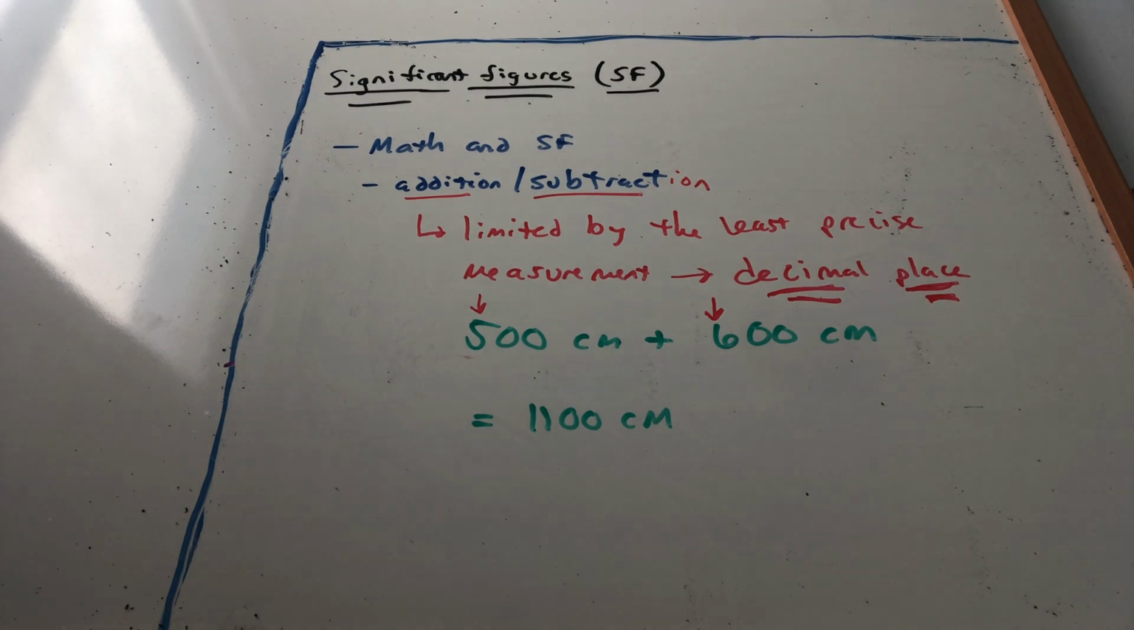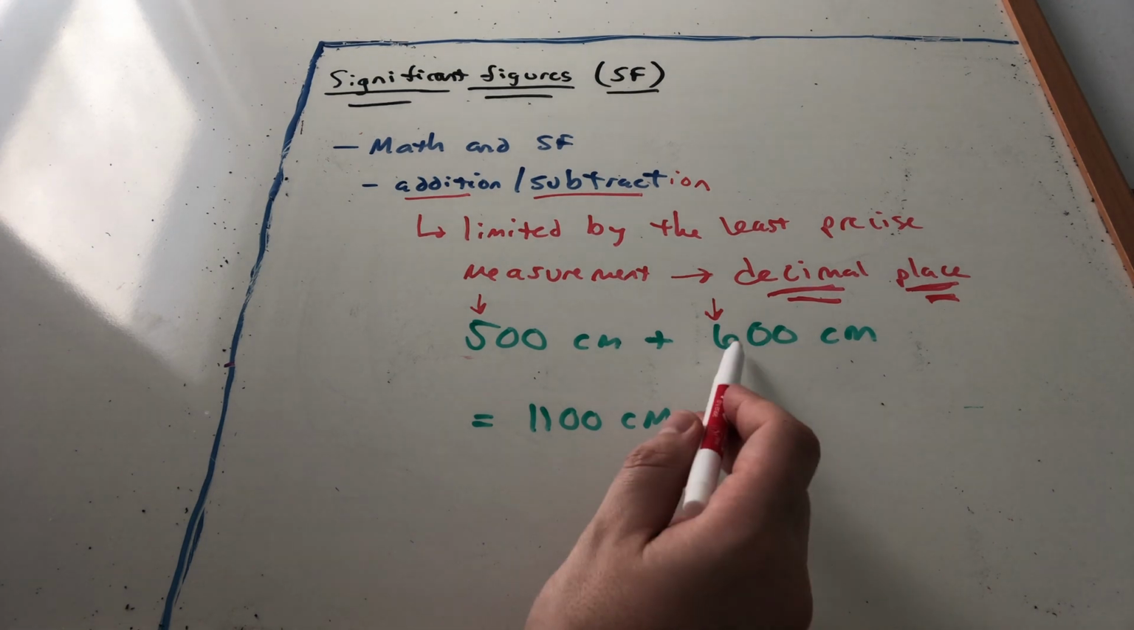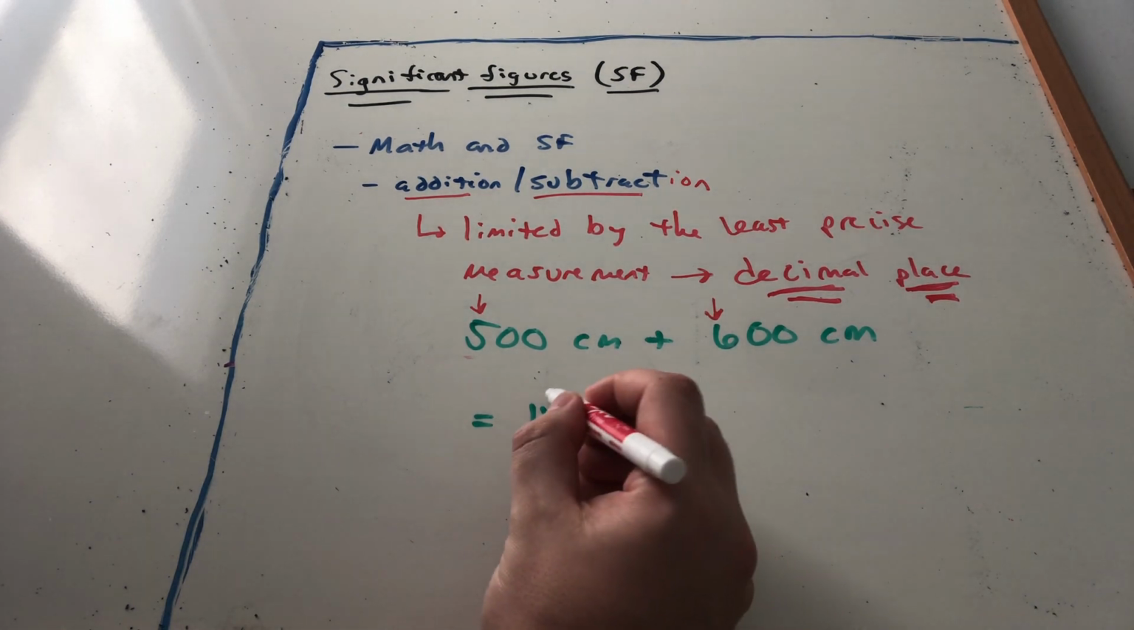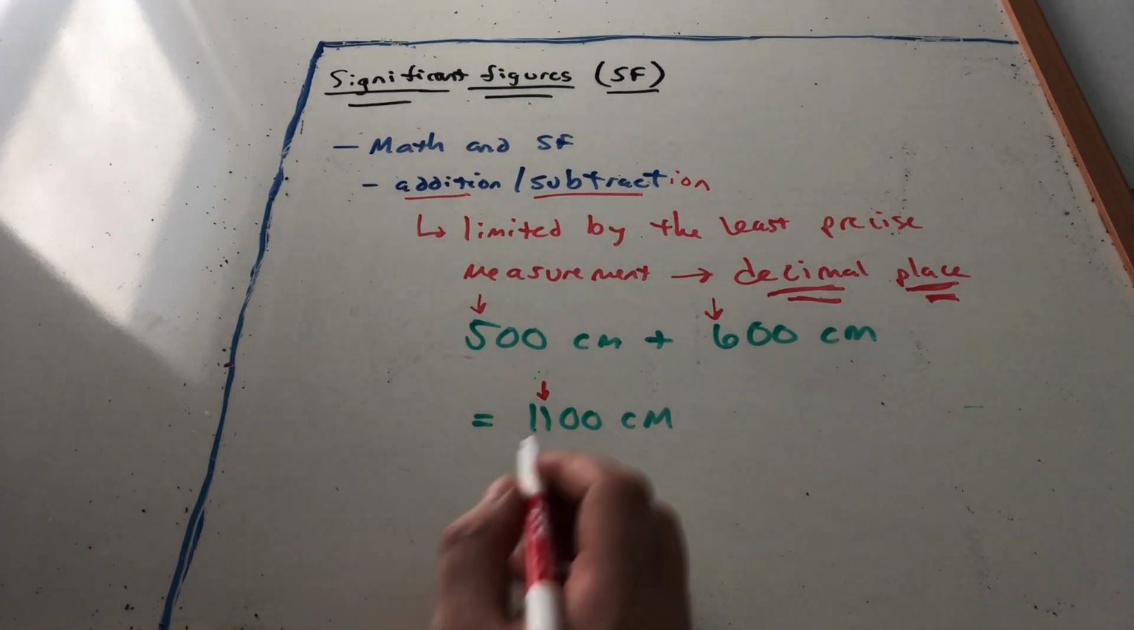Same thing here, it's the same accuracy, okay? It's 3 places to the left of that decimal. So when I come down here to my answer, this is good to 3 places to the left of the decimal. This is good to 3 places to the left of the decimal. They have the same precision, all right? So my answer here is good to 3 places to the left of the decimal.